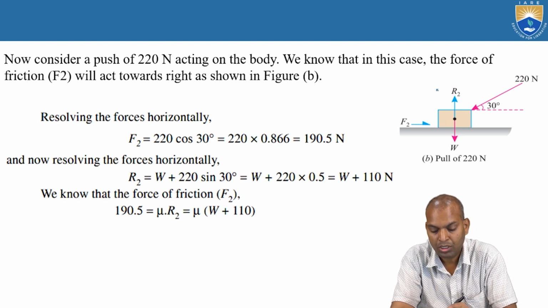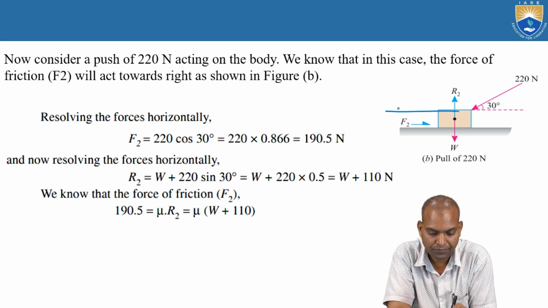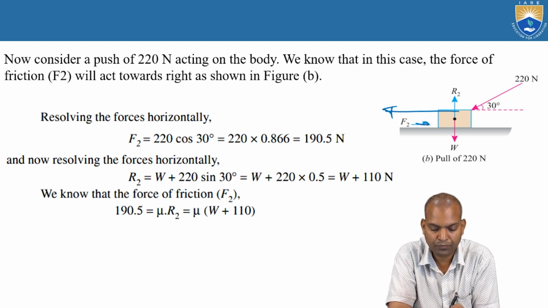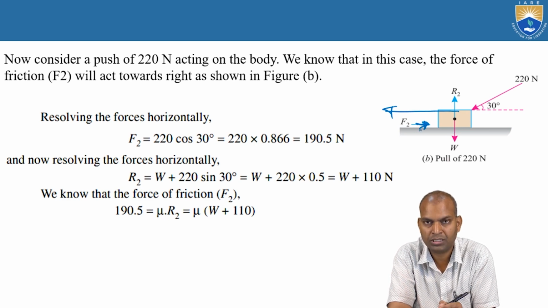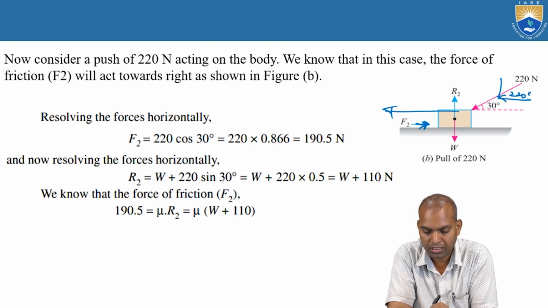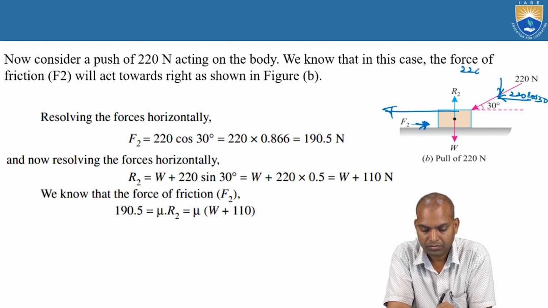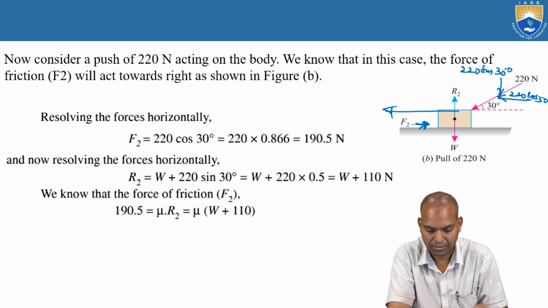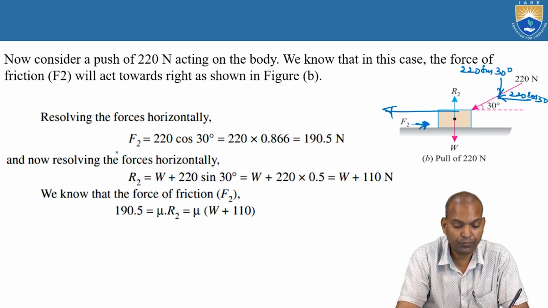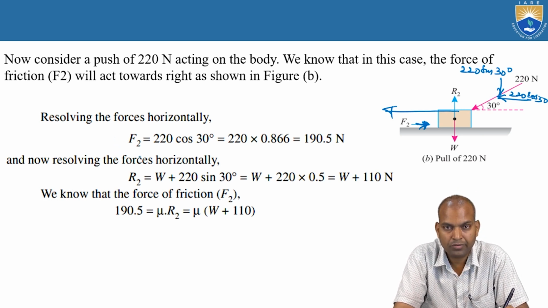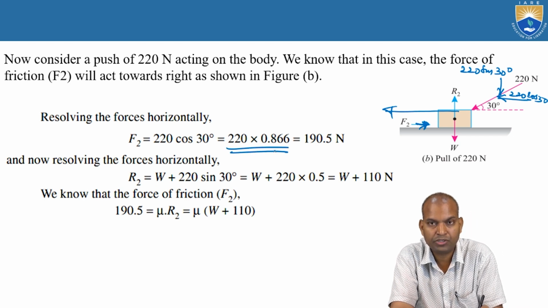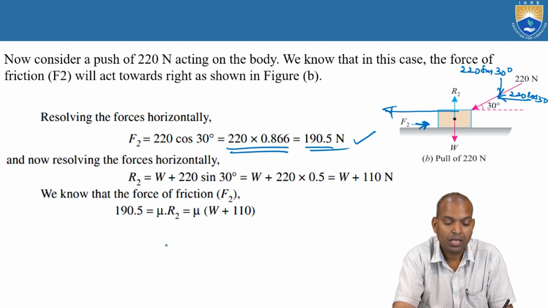Here for case 2, the body moves towards the left direction. That's why the frictional force acts opposite to the motion of the body. That's why F2 will be in the opposite direction. Now here in this direction, that is 220 cos 30 and here 220 sin 30 degrees. Again, resolving the forces horizontally, F2 equal to 220 times cos 30, that's 220 times 0.866, 190.5 newtons.